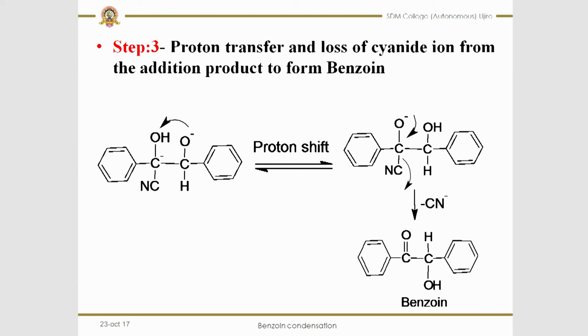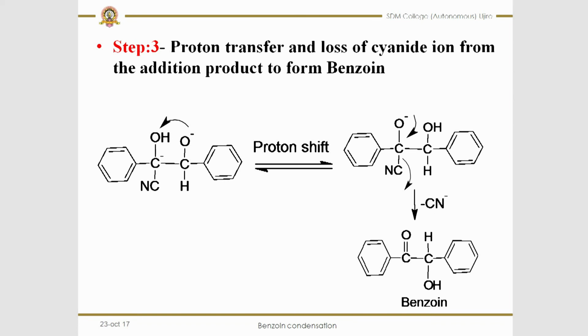Their addition takes place. When the carbanion attacks another molecule of benzaldehyde, addition takes place and formation of negative charge on one of the oxygens takes place. In the third step, proton transfer and loss of cyanide group takes place. Finally, we will get the product called benzoin. This is about the benzoin condensation.